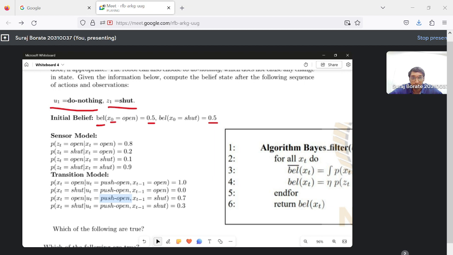Then in the next step, once we make the prediction, belief bar, we use that prediction along with P of zt given xt. P of zt given xt is what? The sensor model, right? So using the sensor model and the prediction, we get the final estimate of xt. Okay, so now let's see how we can compute this for this particular question.